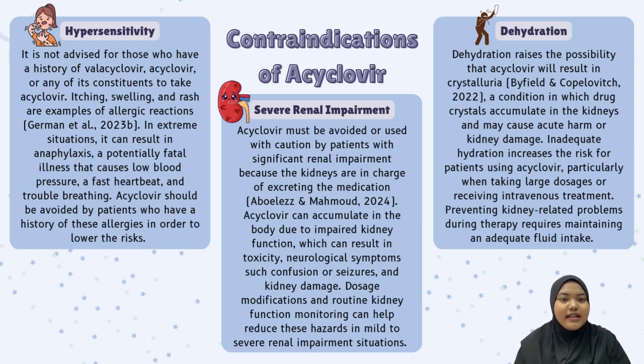The second one is renal impairment. Renal impairment is a contraindication because the kidney function is responsible for clearing the drug out from the body. When the kidney is dysfunctional or unable, it can make Acyclovir build up in the body and can lead to severe risks such as kidney damage that leads to crystalluria, toxicity because of excessive levels of drug in the body, and can give neurological symptoms.